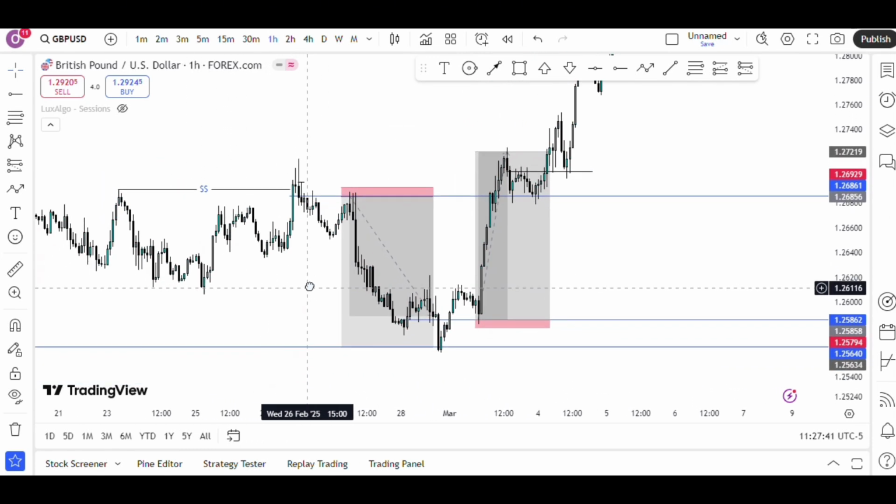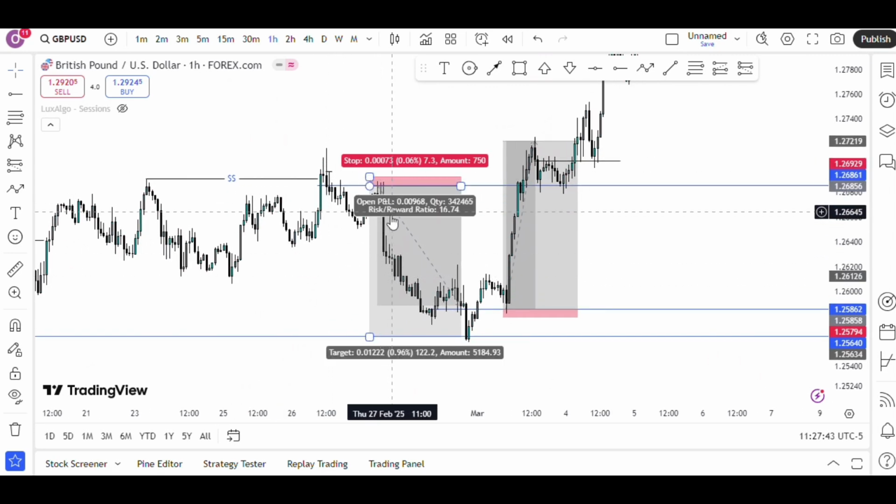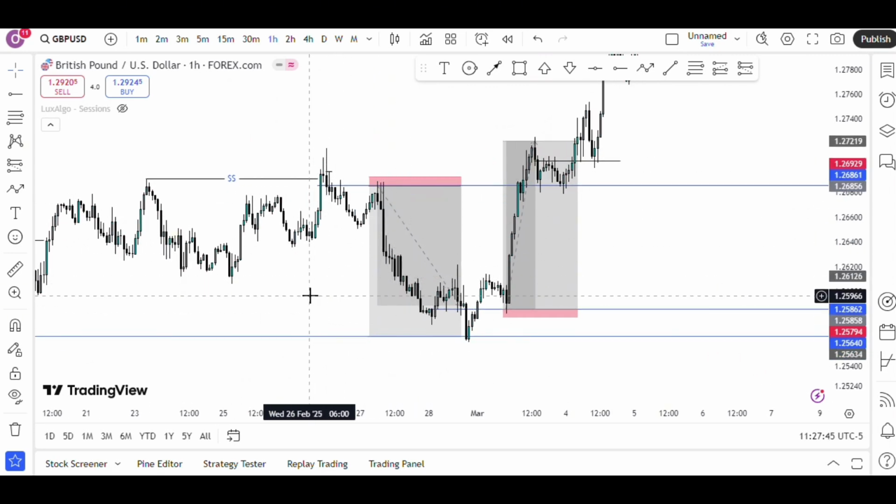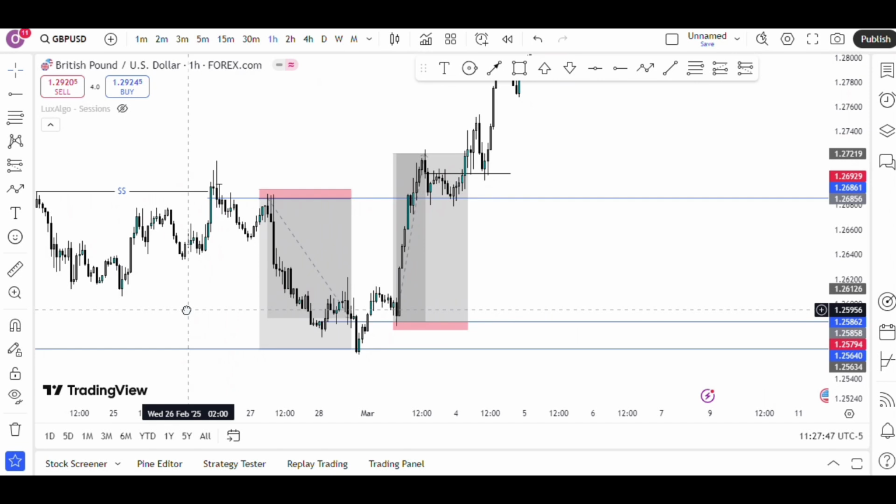Okay, so this is how I caught it. I caught the pullback and the continuation, right? But I didn't go that much for the continuation.